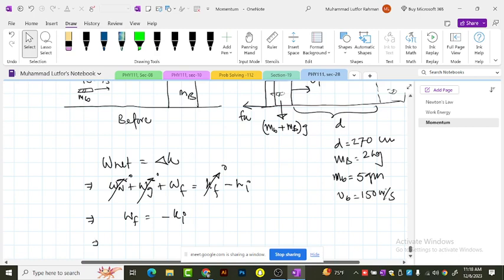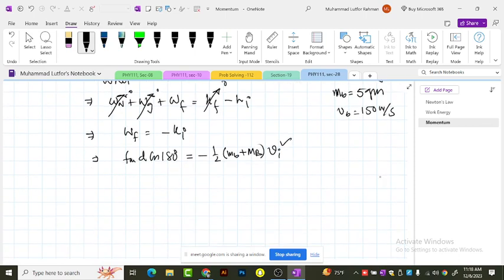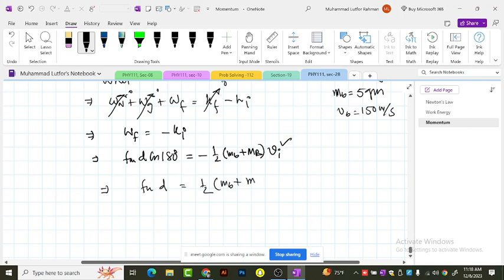Then for work done by the frictional force, I'll write Fk, this is my force, this is the displacement d, and that is the angle between these two vectors, cos of 180 degrees, equals minus half of the mass of these two objects, mB plus mb, into vi square, right? This is the kinetic energy. Then I can also drop this minus sign, because cos of 180 degrees is minus 1. Then I will find that Fk into d equals half of mB plus mb into vi square, right?